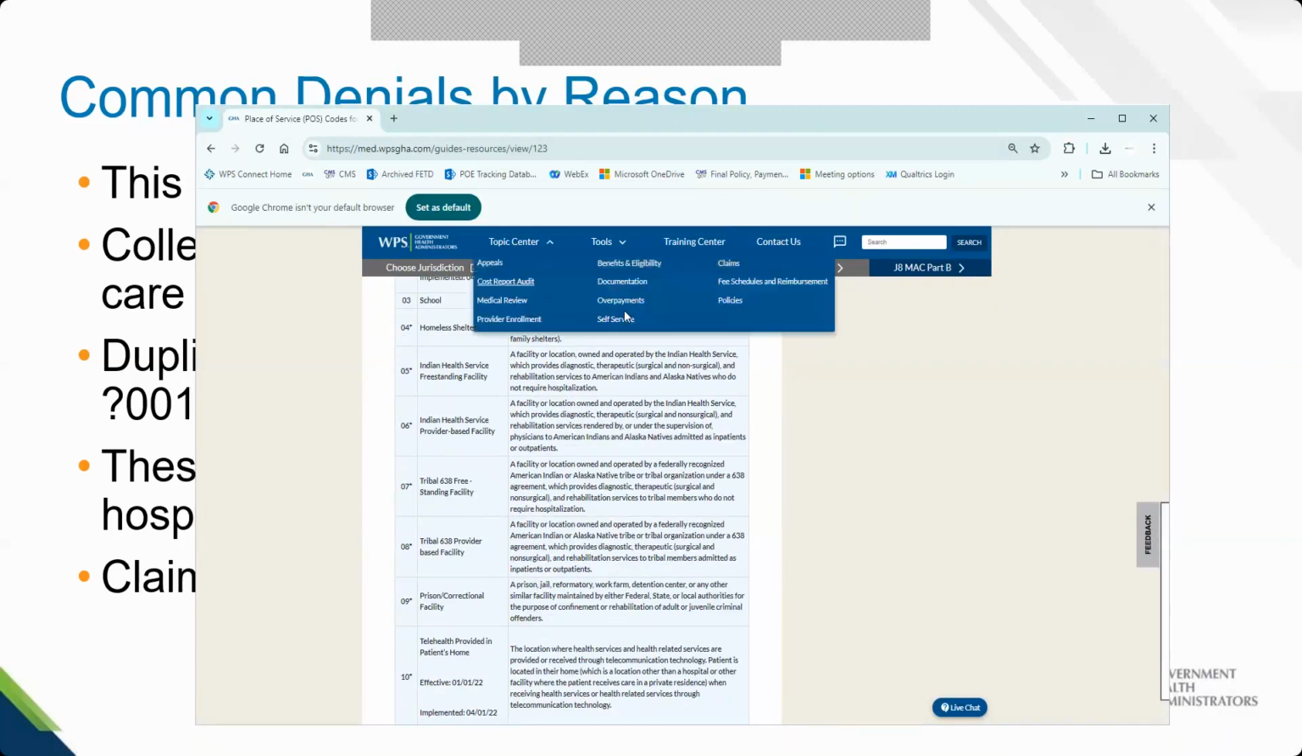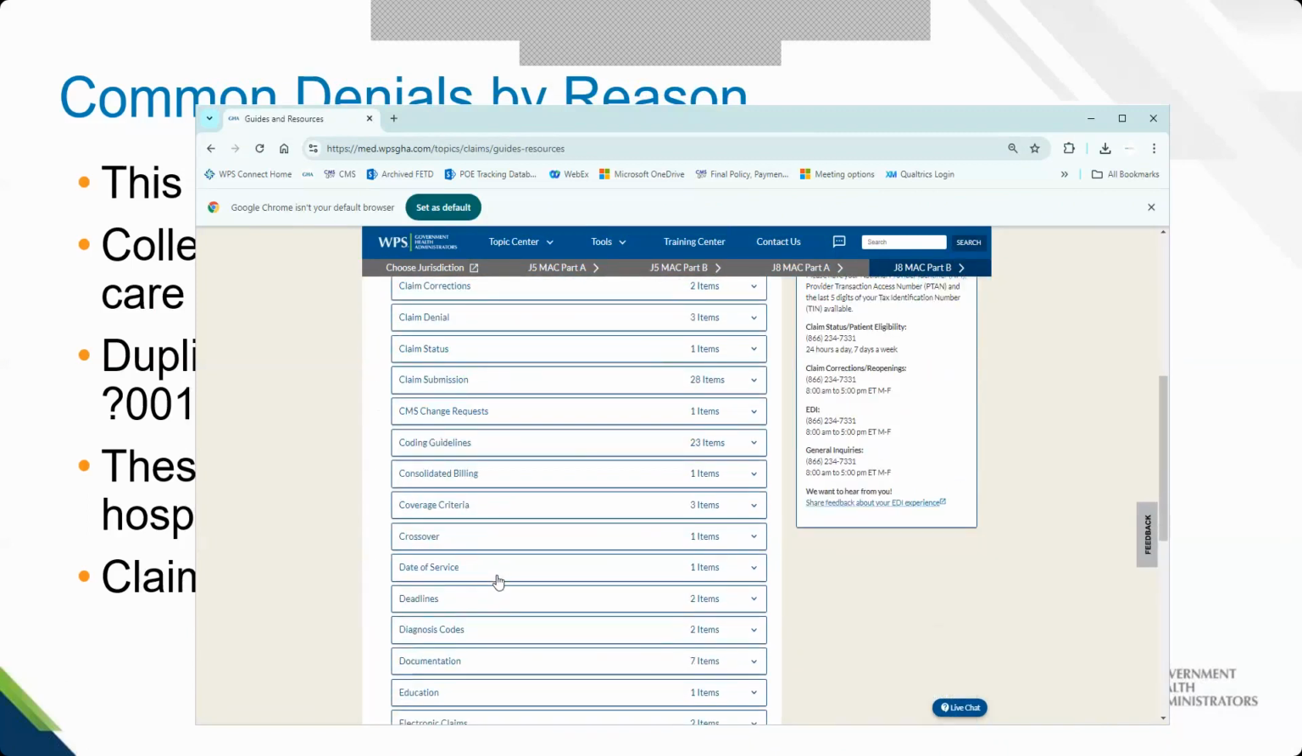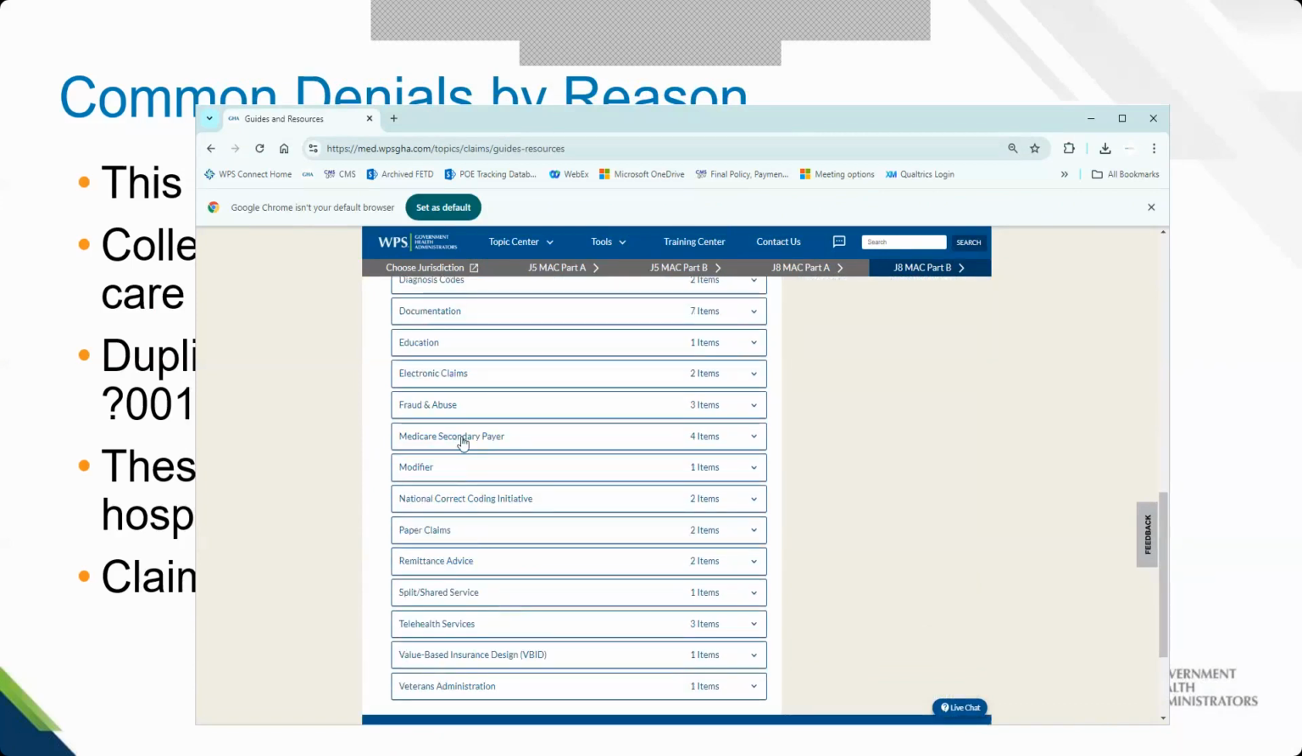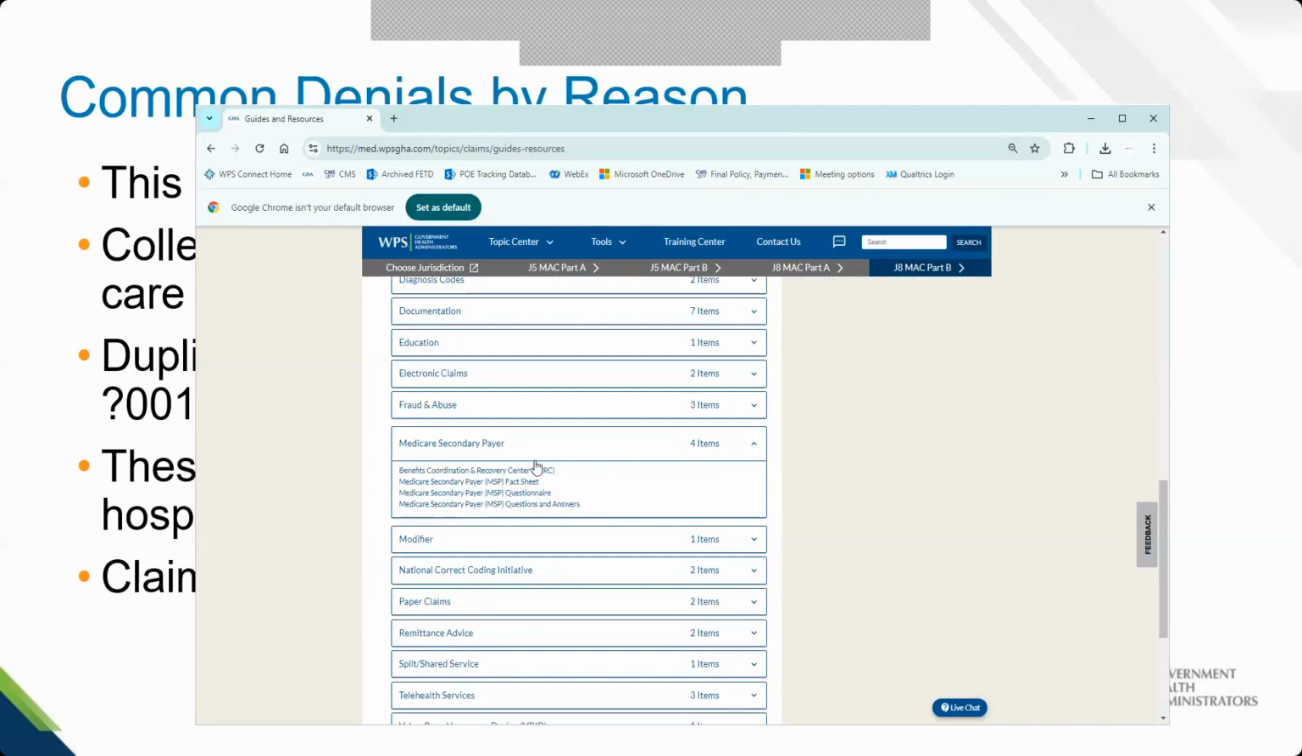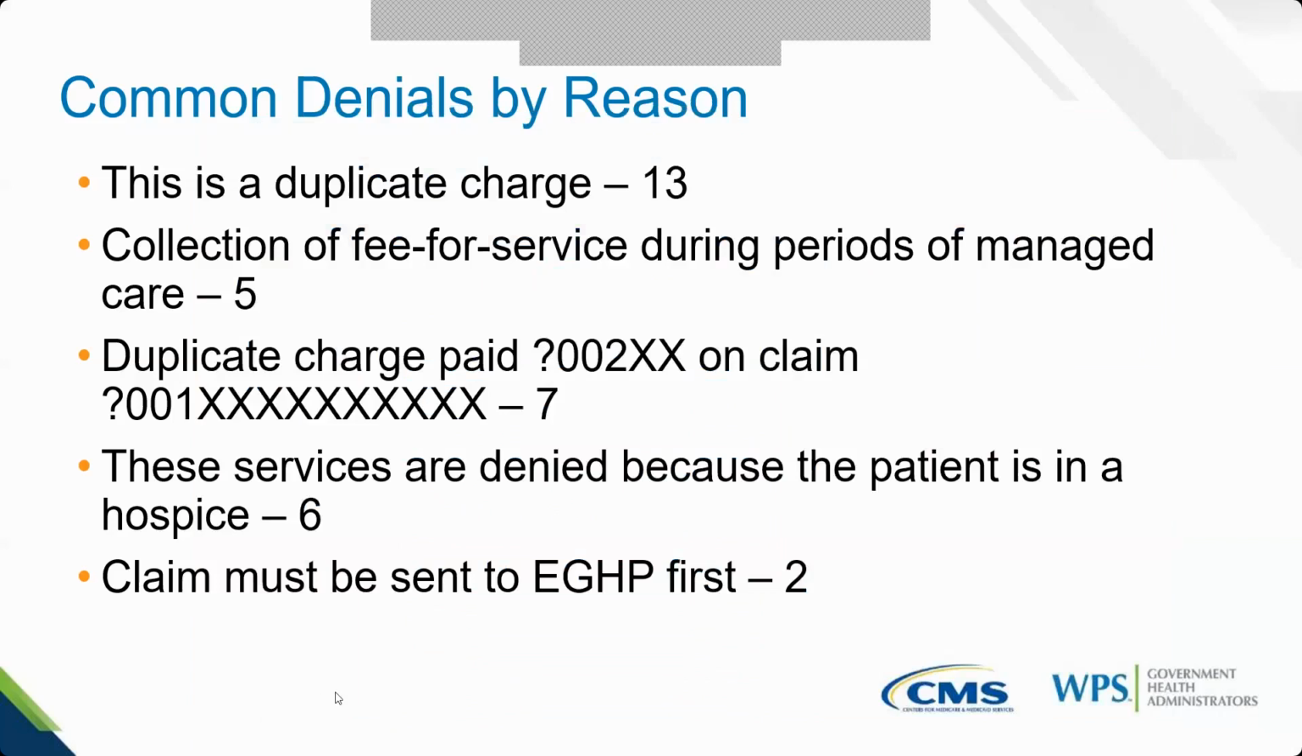Again, if you go to the topic center under claims, you will see listed under our guides and resources, Medicare secondary payer. We actually have 4 items out there, so you can choose any of these to open and view information about the Medicare secondary payer program, the MSP program or MSP. There's also a number of recordings available on the WPS YouTube channel. Some great recordings that explain the Medicare secondary program, the various health plans that relate to it, and it will help you submit claims correctly.